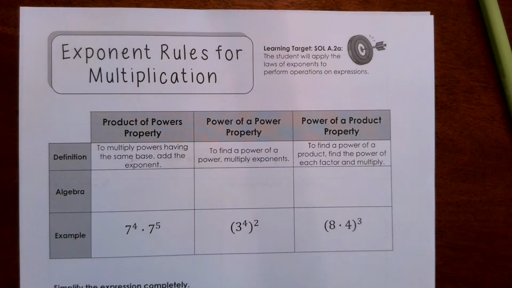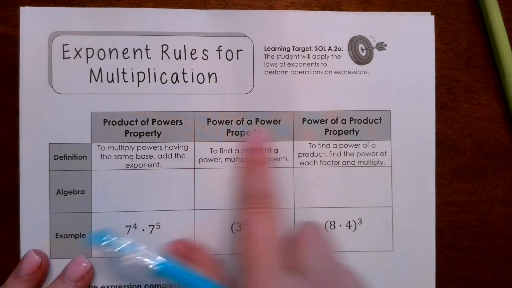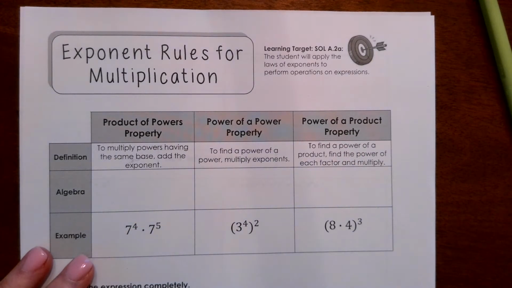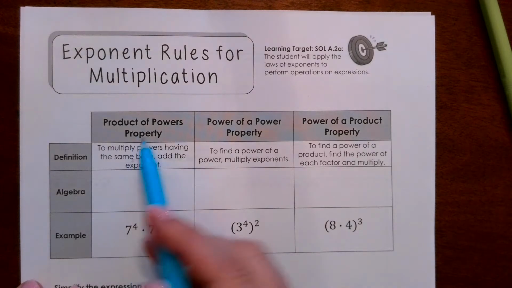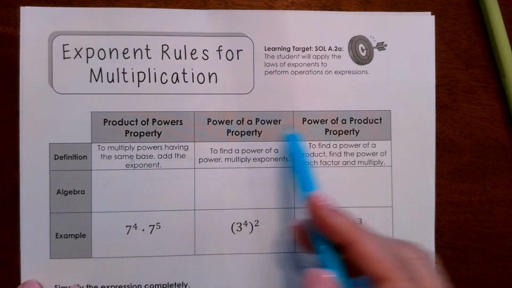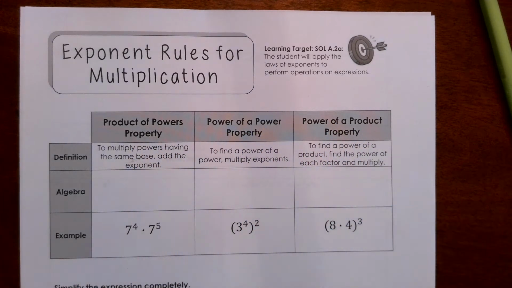Welcome. In this video, we're going to talk about exponent rules for multiplication. We are going to be doing pages 1, 2, and 3 of your Unit 9 notes. I think in this video, we'll just get pages 1 and 2, but let's take a look and see what we can do. So there are going to be 3 main rules for our exponent rules for multiplication: the product of powers property, the power of a power property, and the power of a product property.